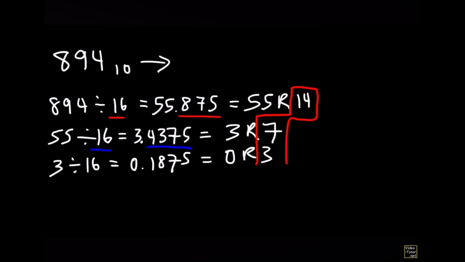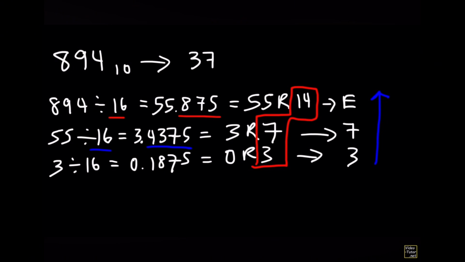So, let's convert the remainder values to hexadecimal values. 3 as a decimal number is 3 in the hexadecimal system. 7 is still 7. Now, 14 corresponds to E, so we can write from the most significant digit to the least significant digit: 37E in the hexadecimal system. And so that's it for this example.